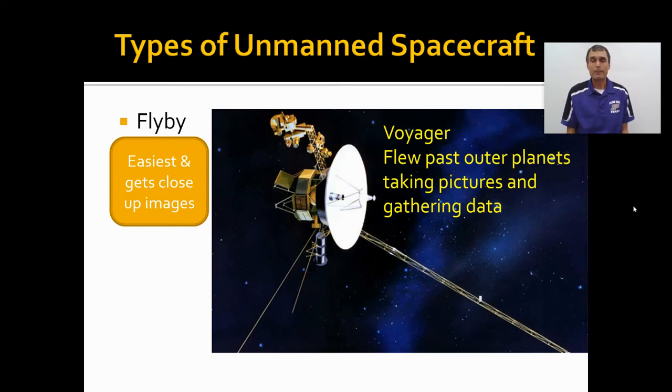And the reason why is because then we get much closer images. Even if they're from 25,000 miles away, they're much closer than they are from Earth, where they're millions of miles away. So we get much better detailed information by sending a spacecraft near them.